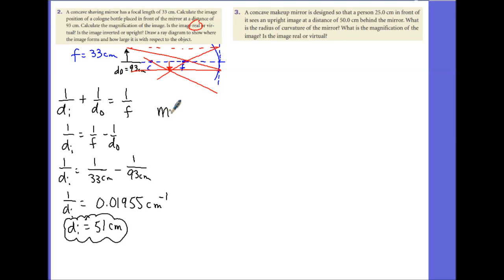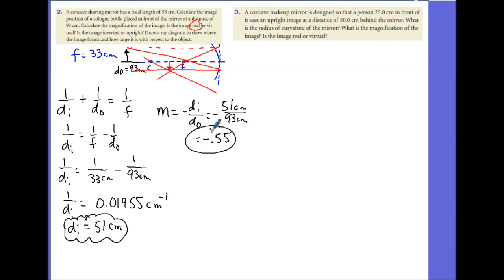Well, magnification we said was negative di over do, and so let's see, the image distance would be negative, and that'd be 51 centimeters over do, which was 93 centimeters. And so when I take that 51 divided by 93, I see the magnification is a negative 0.55. And so that would give me the relative size of the image. So it'd be about 55% of the height of the cologne bottle. It would be inverted, which is what that negative sign means. Okay, so there we go.